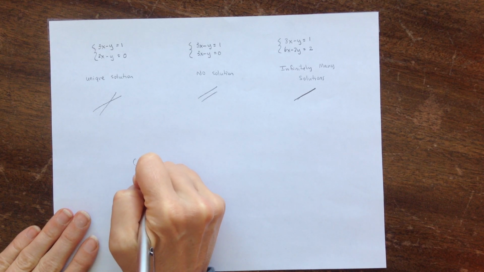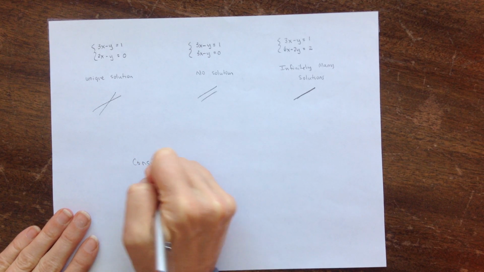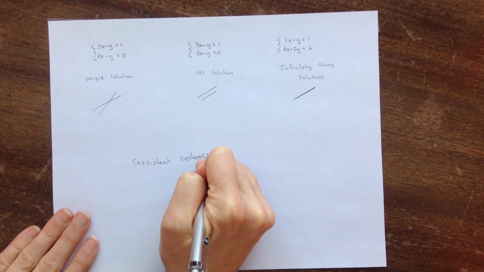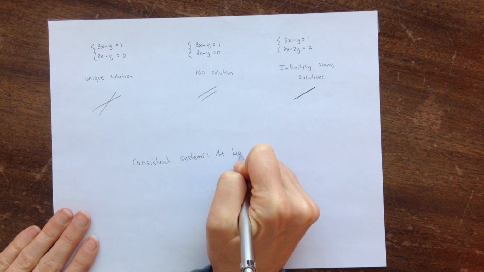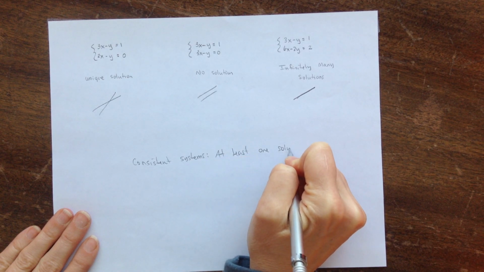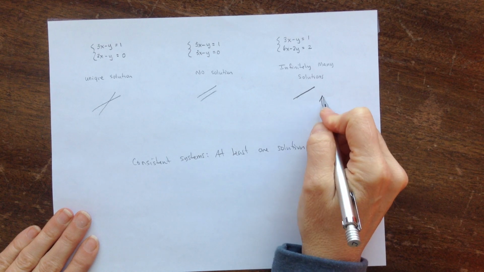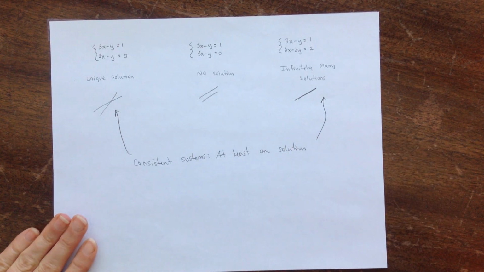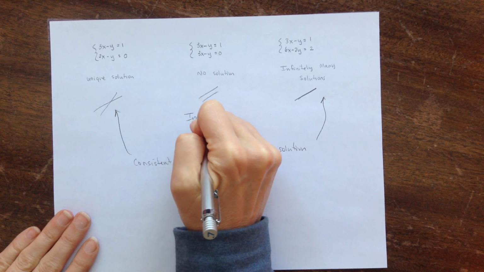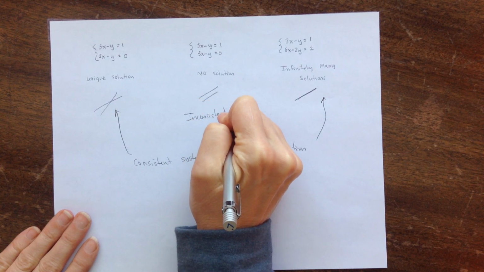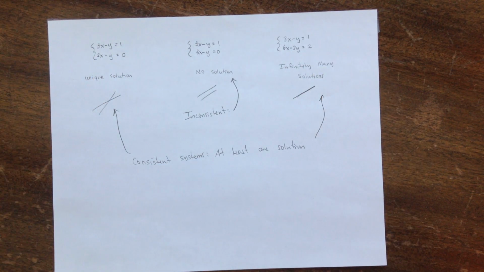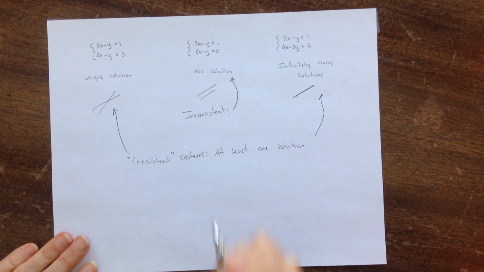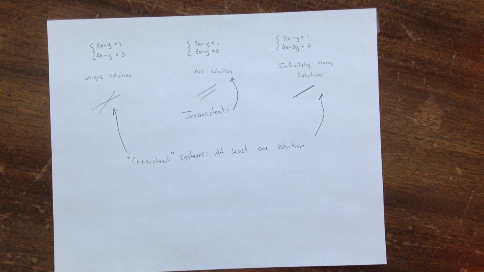And there's just a little bit of terminology I want to give you here. There are consistent systems. That means that you have at least one solution. So this is a consistent system, this is a consistent system, whereas inconsistent means you have no solution. So this system is inconsistent, these two systems are consistent. That's a vocabulary word that we'll use throughout the semester that you'll need to know.